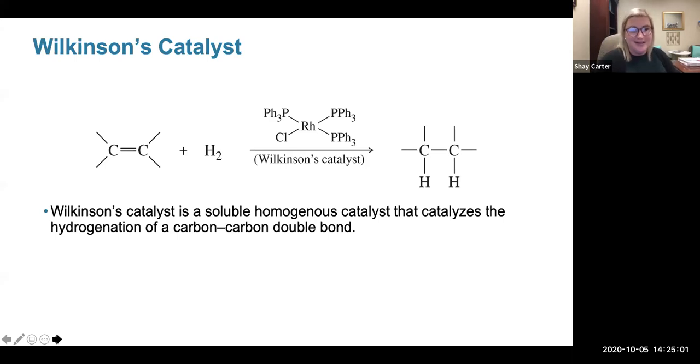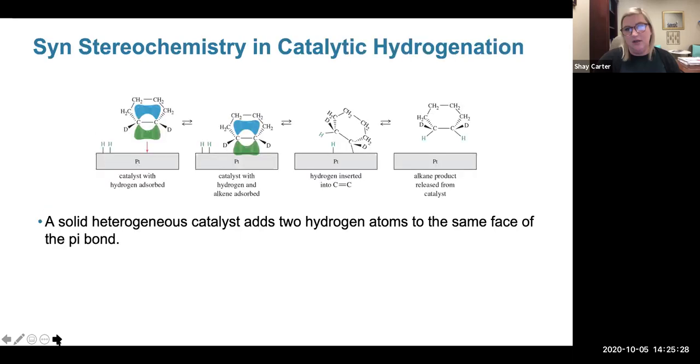So Wilkinson's catalyst is a soluble homogeneous catalyst that catalyzes the hydrogenation of a carbon-carbon double bond, okay? And Wilkinson's catalyst has rhodium in the center. And then we have this phosphorus and 3 phenyl groups, okay? It looks like this big giant thing. Okay, you don't have to know the structure of it. You won't be able to draw the structure of it.